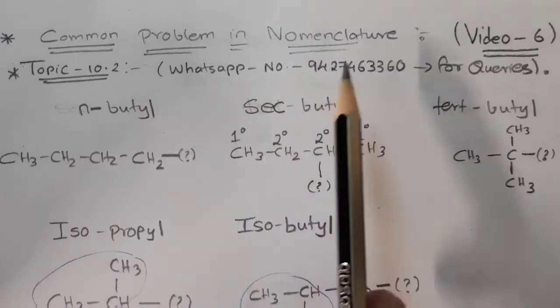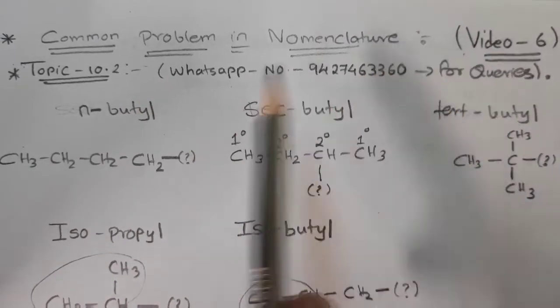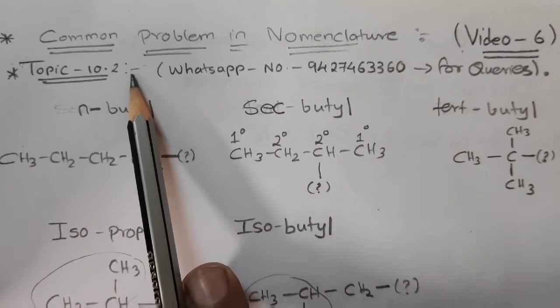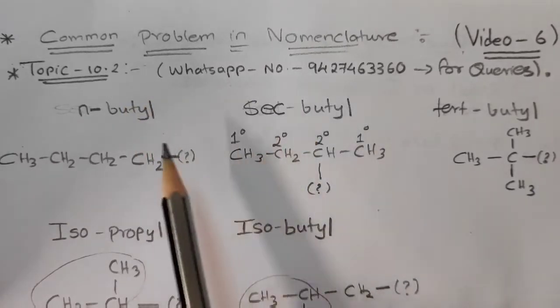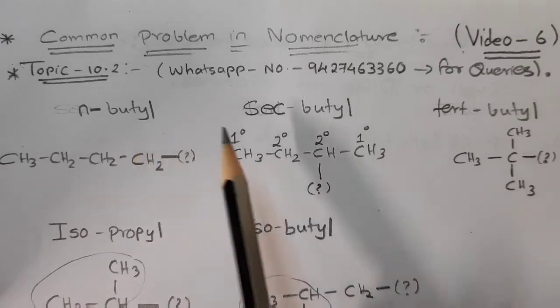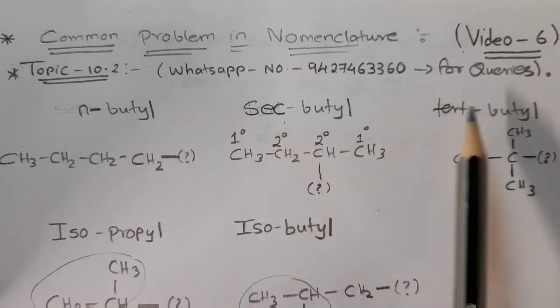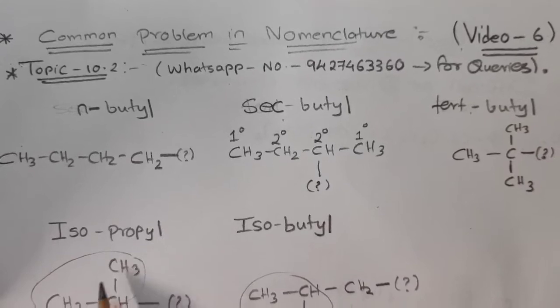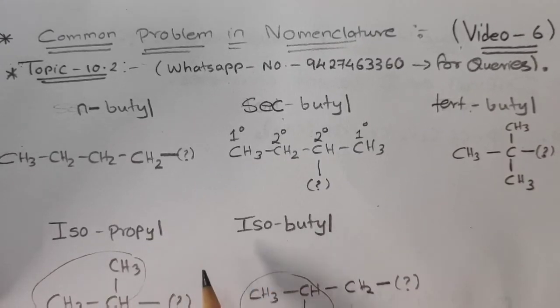Common problems in nomenclature. This is video 6, topic 10.2. We are continuing again. In this case, there are certain problems which students face. That is n-butyl, secondary butyl, tertiary butyl, isopropyl and isobutyl, right?